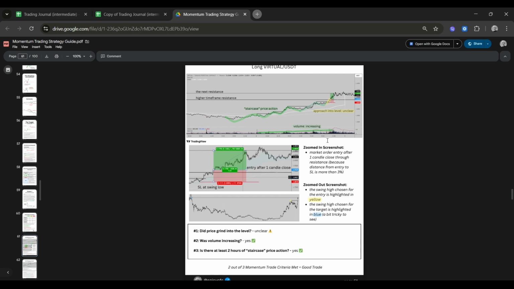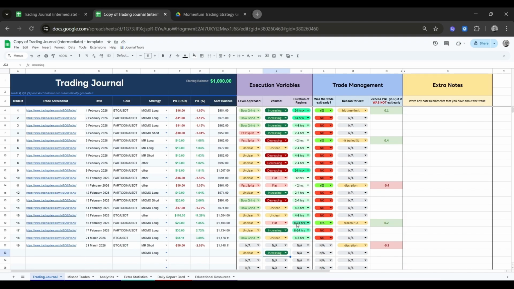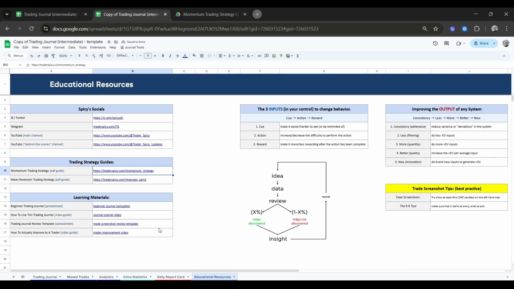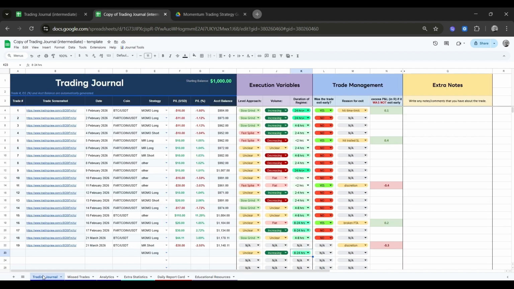So this one, okay, this is like 21 UTC here. This one is what, 18? It's almost 24 hours. I'll set it as 8 to 24 hours of staircasing. But yeah, the strategy guides have a whole bunch of really in-depth information about these 3 specific variables.